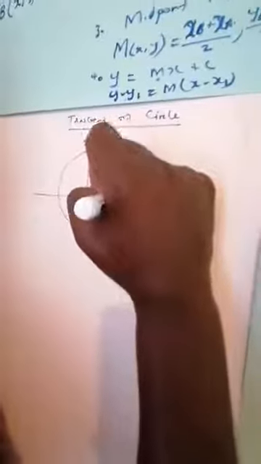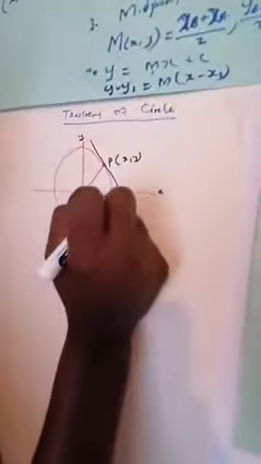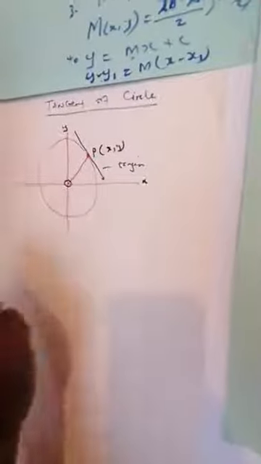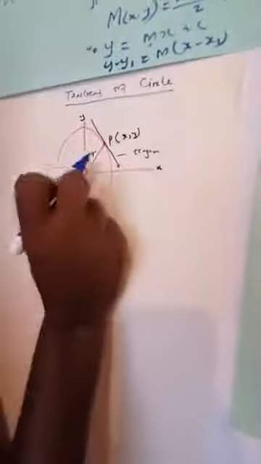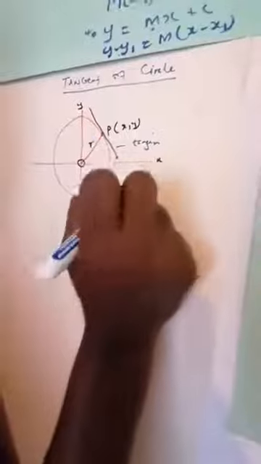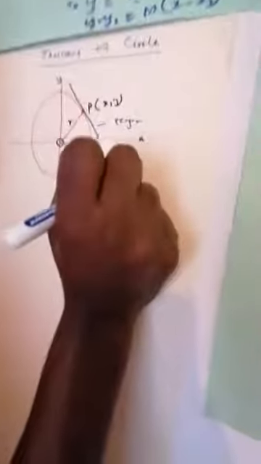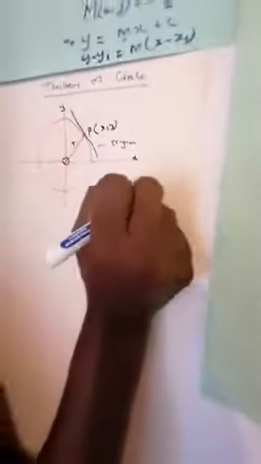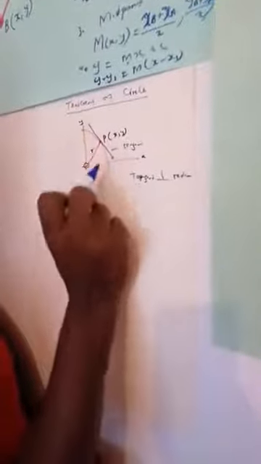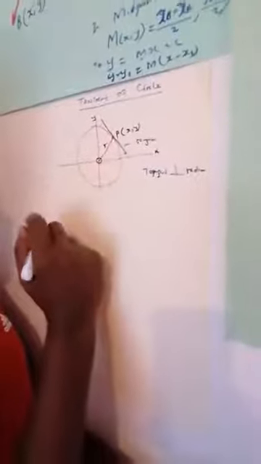Then there is this line that touches the circle at one point. That's our tangent. We call this line our tangent. It is known that the tangent is perpendicular to the radius, or to the diameter if it's the diameter from that line.